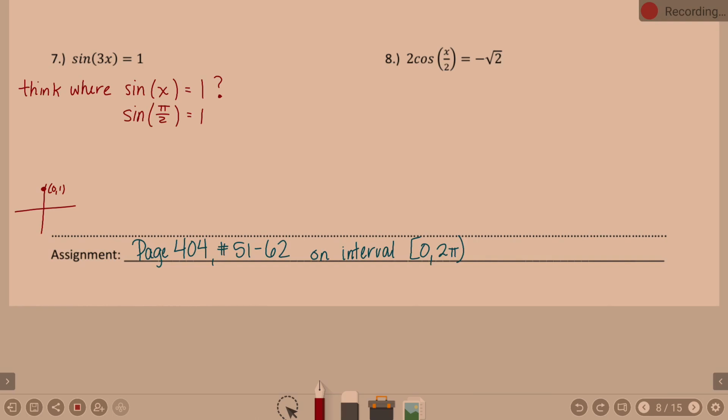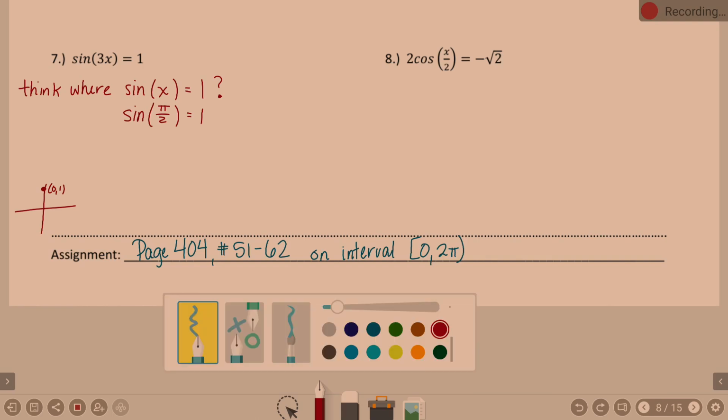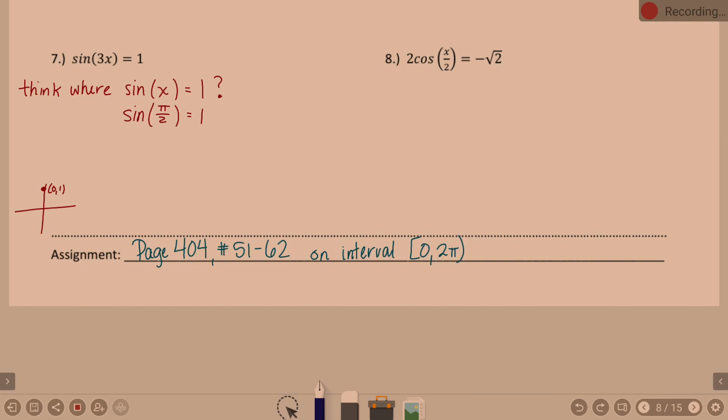So here's what I'm trying to get you to think. I asked you, where does sine x equal 1? Because that's what our brains are easiest to think about. But it wasn't actually x in there, was it? What I got you to do is say, oh, well, sine of pi over 2 equals 1. What was originally in that area, though? It wasn't x, it was 3x. Do you see where I'm going with that?